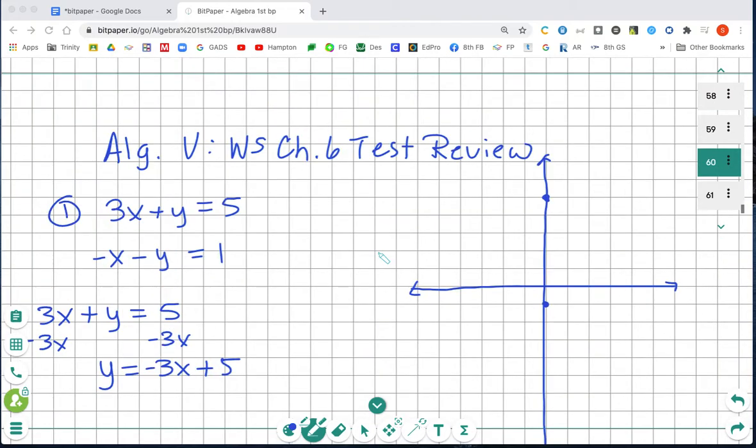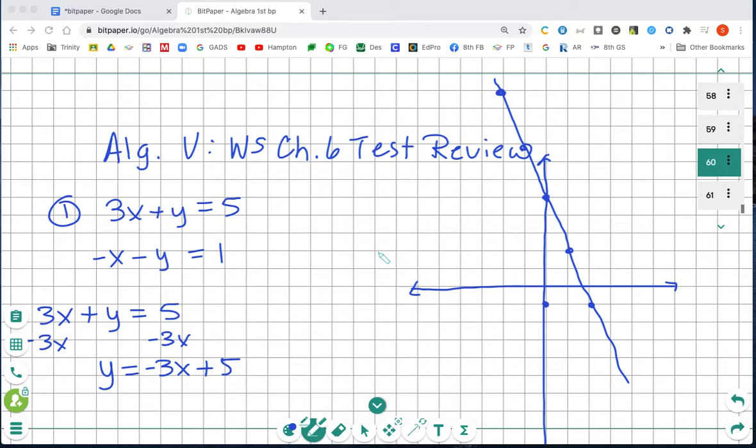We're going to go down 3 to the right 1, down 3 to the right 1, up 3 to the left 1, up 3 to the left 1. Go ahead and draw in our line. Now we're going to solve our other equation.